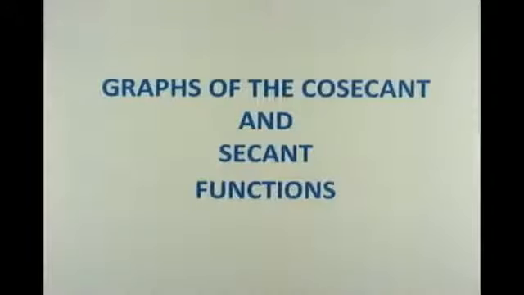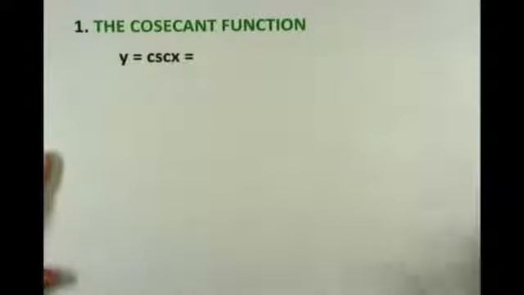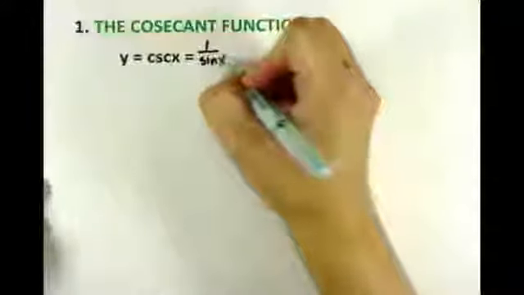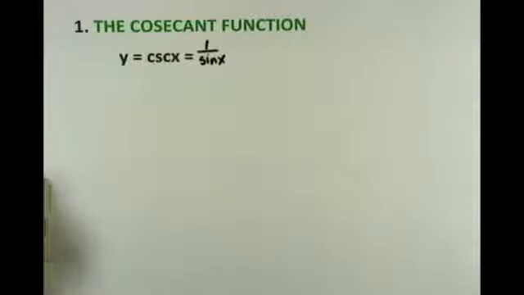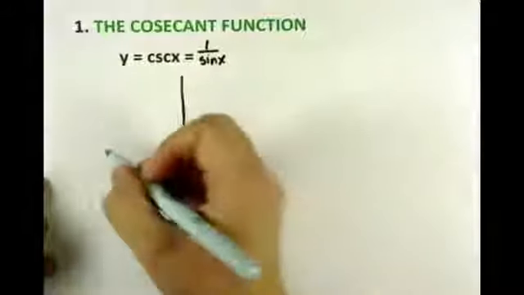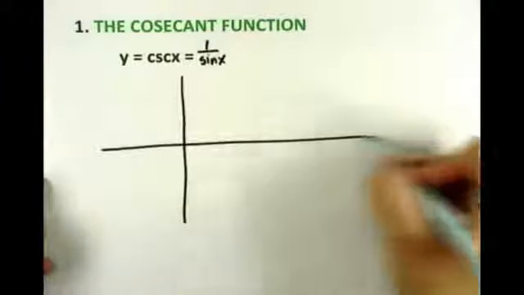Graphs of the secant and cosecant functions. So we have the cosecant function. The cosecant function, as we know, is the reciprocal of sine. So this is 1 over sine x. To draw the cosecant function, first we will draw the sine function and then get the reciprocal. So let's get the coordinate system.